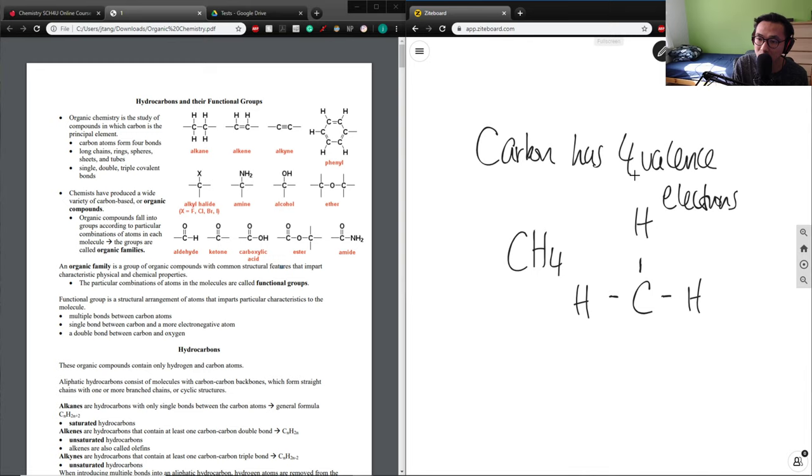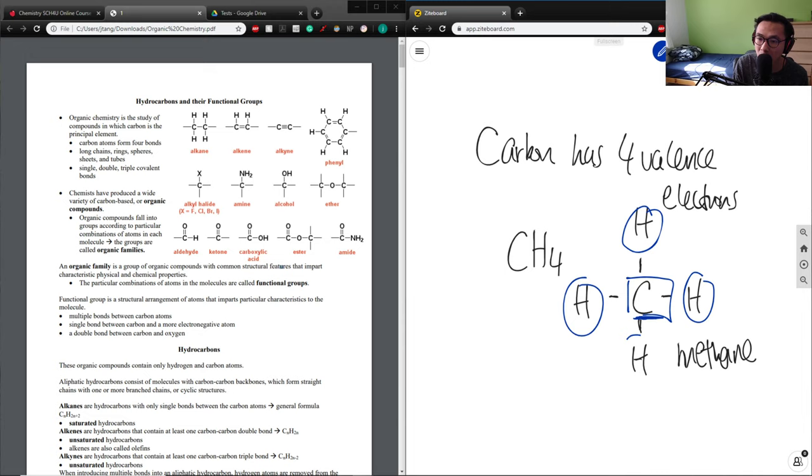So this is how we visualize methane, for example. This is methane. CH4, we have one carbon in the center, and then we have four different hydrogens that are bonded to carbon, single bonded specifically to this carbon atom. So we have this carbon in the middle, and then we have one, two, three, four hydrogens. Another way of looking at this is called a structural diagram. It shows all the carbons and all the hydrogens in that compound. So this is a structural diagram.